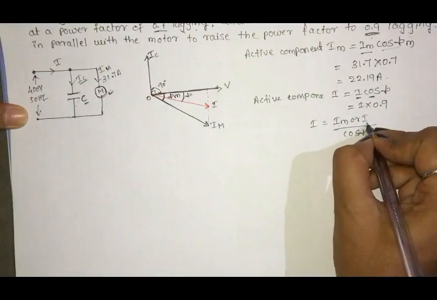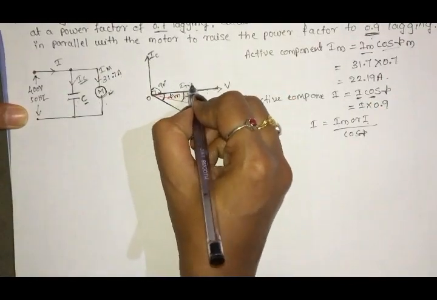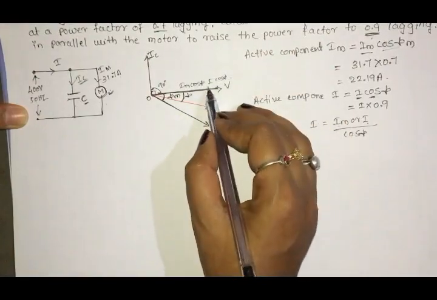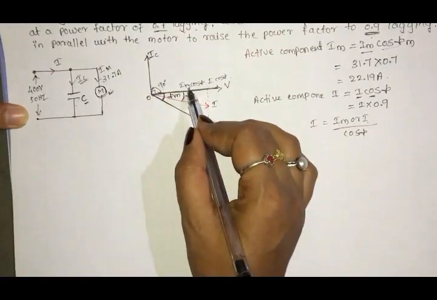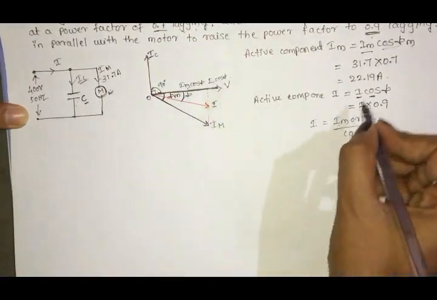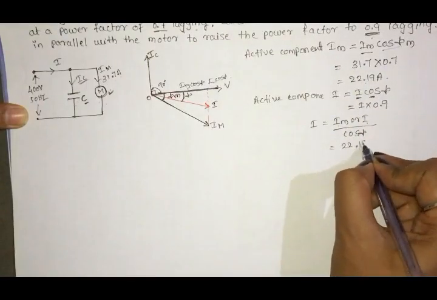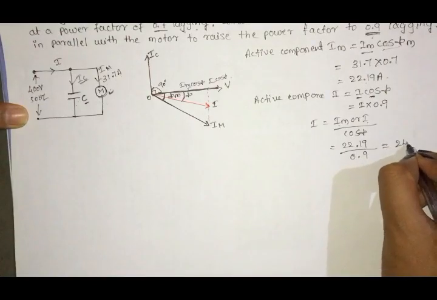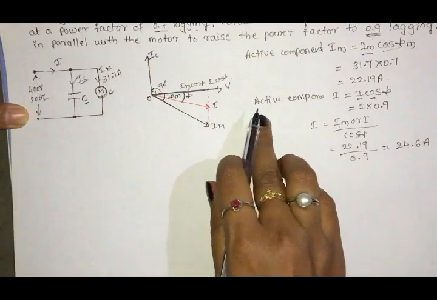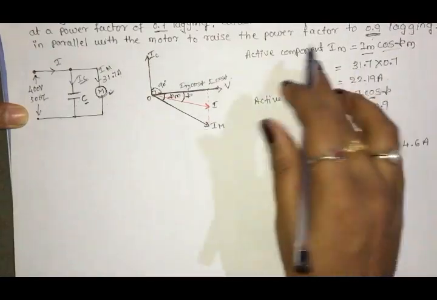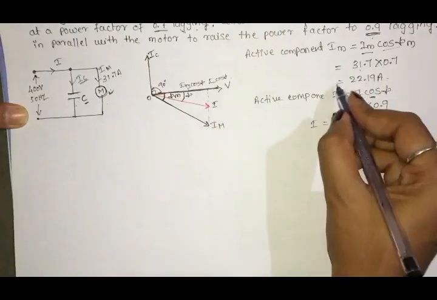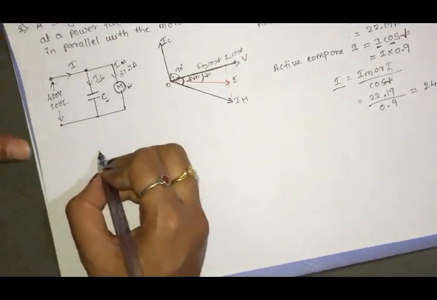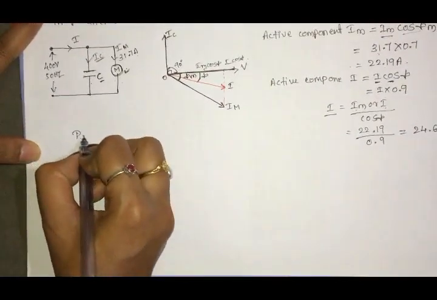So why is IM equal to I? Because here we get IM cos phi and I cos phi, both are the same. So without connecting the capacitor and after connecting the capacitor, the kilowatt active power is the same. That's why I am taking 22.19 divided by cos phi of 0.9. So how much will I get? We get 24.6 amperes. So this is the active component of the capacitor and this is the active component of the motor, IM and I. Next we need to find the reactive component.